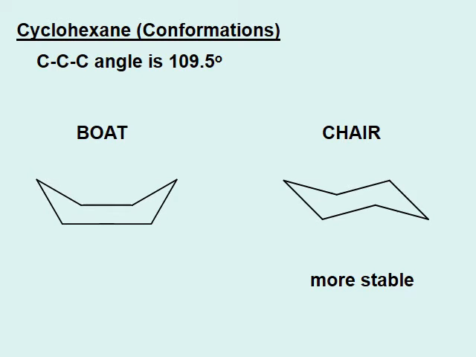Now, cyclohexane can be in two forms. One we call boat, the other is called chair conformation. Now, this shows only the carbon and no hydrogen, so keep in mind that each corner has a carbon. This is like a boat, and on the right hand side, you've got a chair conformation. The chair conformation is more stable than the boat conformation.